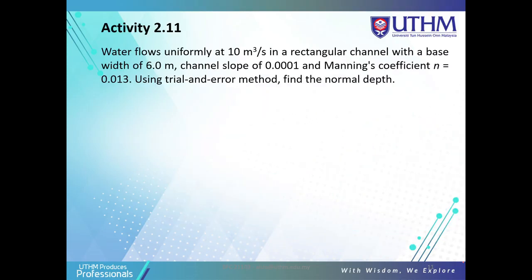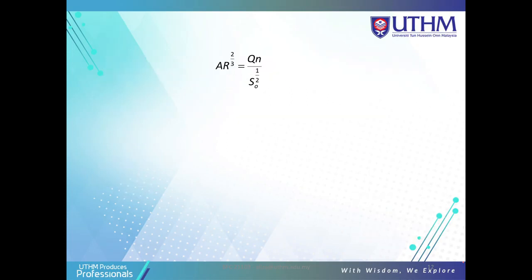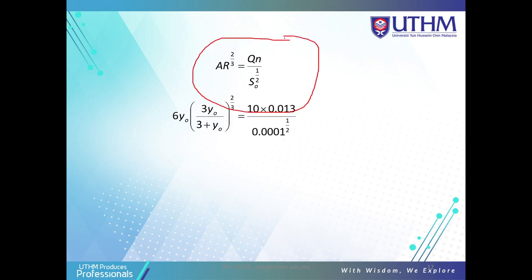Activity 2.11, you see, also uses the try and error method to find the normal depth. So this is to find the normal depth. First step, you must know the area. Second step, you must know the perimeter, and third step, you must know the R. To find that normal depth or bottom width, you must have Q, b, S naught, and n, to use the Manning equation section factor. So you use this equation, put all the values into this one until you get the value of 2.167.